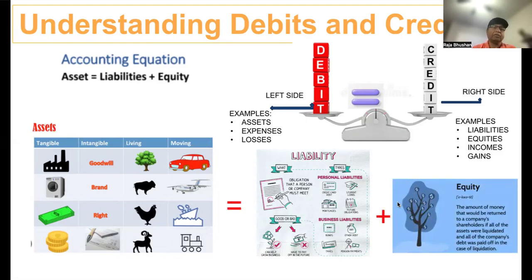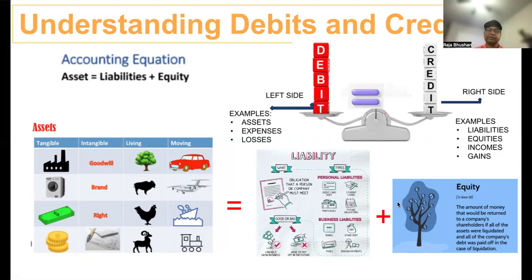You see on your screen, you have assets on the left side, liabilities and equities on your right side, right? So you're able to see what the types of assets are. Assets can be tangible, which can be felt, which can be seen. Intangible assets cannot be seen or felt, but nevertheless they are part of a business. Similarly, there are assets like livestock, and there are certain movable assets like car, stock, inventory, and so on. So assets are on the left side of the equation.